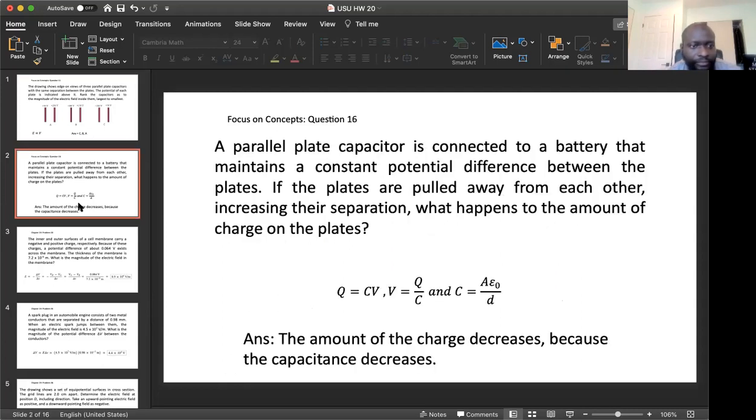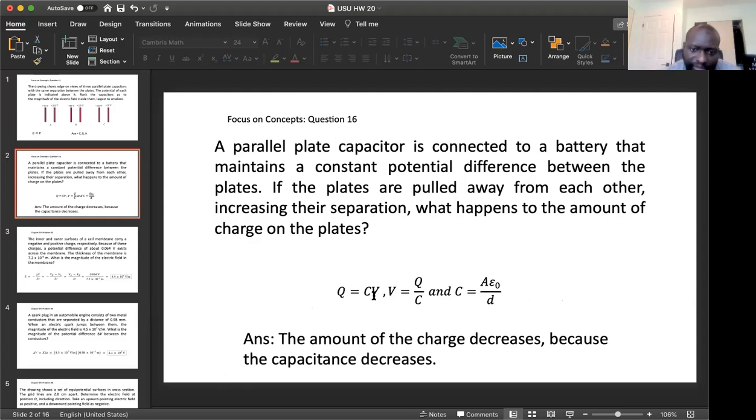Okay. The next problem is focused on concept question 16. It says a parallel plate capacitor is connected to a battery that maintains a constant potential difference between the plates. If the plates are pulled away from each other, increasing their separation, what happens to the amount of charge on the plate? Let's look at this formula. Capacitance has two formulas. The first one is C equals A epsilon naught over D. So when we increase D, C decreases, the capacitance decreases.